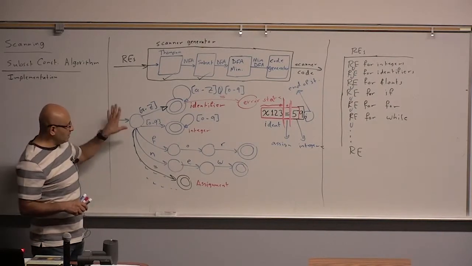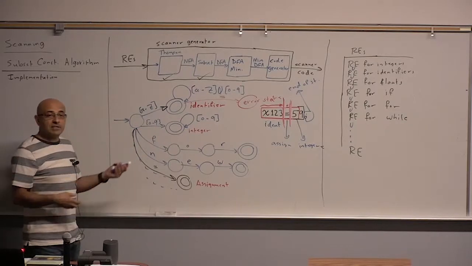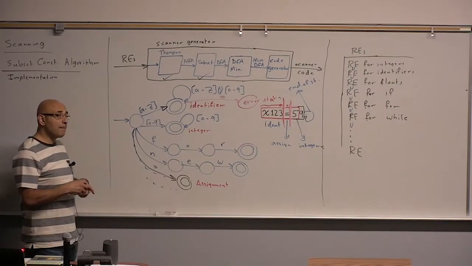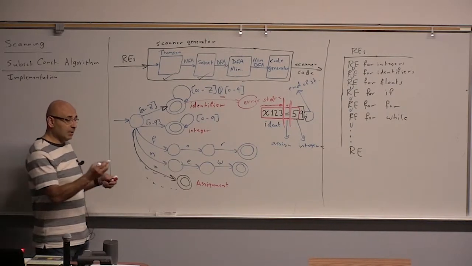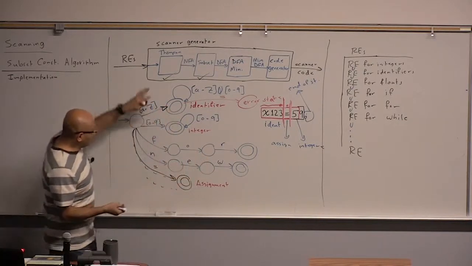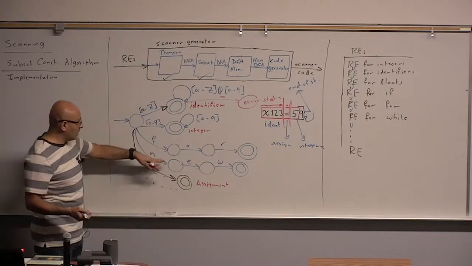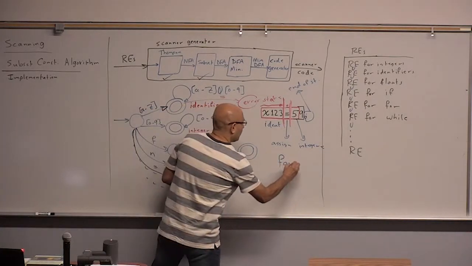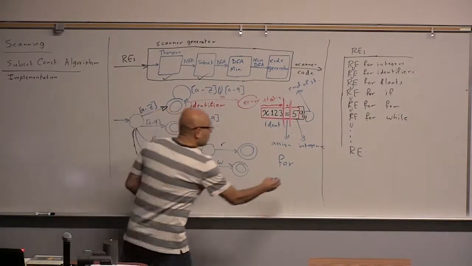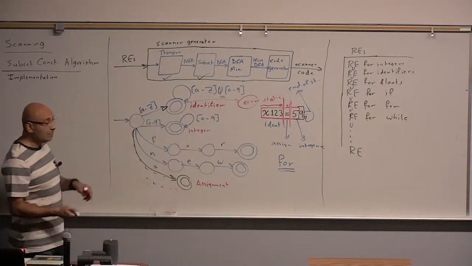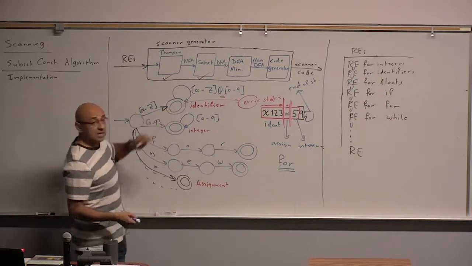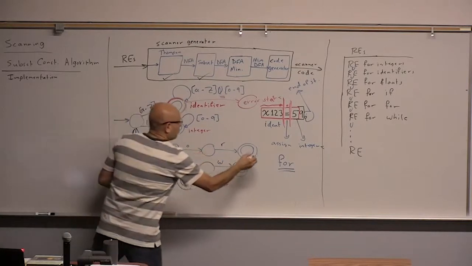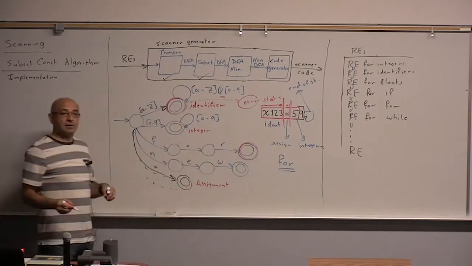Given this example, can you think of a string that has multiple matches? Yeah, two equals in succession? No, let's stick to what we have here. So what if you have "for"? Then "for" will match here, and it will match here. So there will be two accept states for "for".